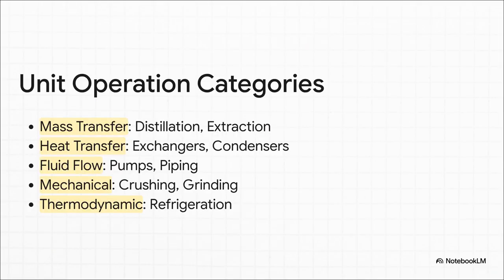And these unit operations fall into just a few key categories. You've got mass transfer operations, which are all about separating components, think distillation. You have heat transfer for managing energy with equipment like condensers. Fluid flow is pretty self-explanatory. It's about getting stuff from A to B. Mechanical operations handle solids, and thermodynamic operations leverage principles like refrigeration. Seriously, every plant you can imagine is just a different combination of these core ideas.